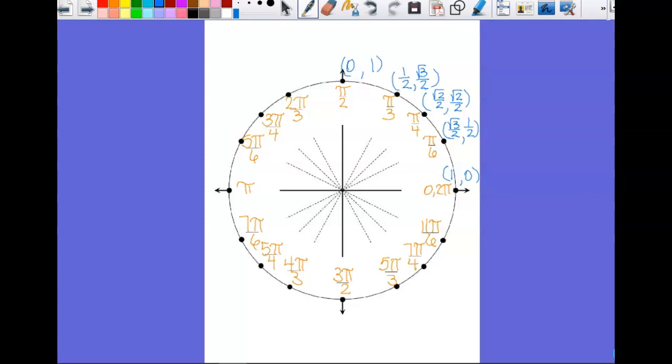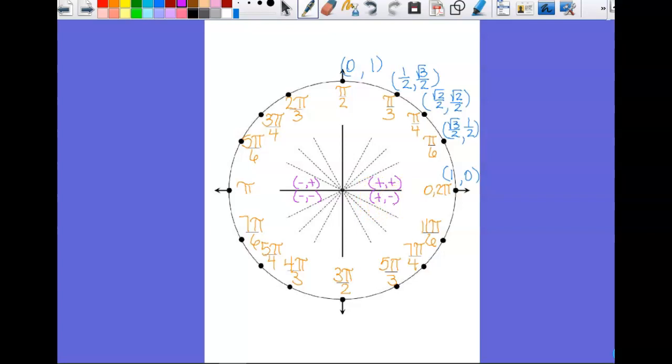So we've known for a long, long time that in the first quadrant, all of your points are positive, positive. In the second quadrant, your x is negative, your y is positive. In the third quadrant, they're both negative. In the fourth quadrant, it's positive negative, right?